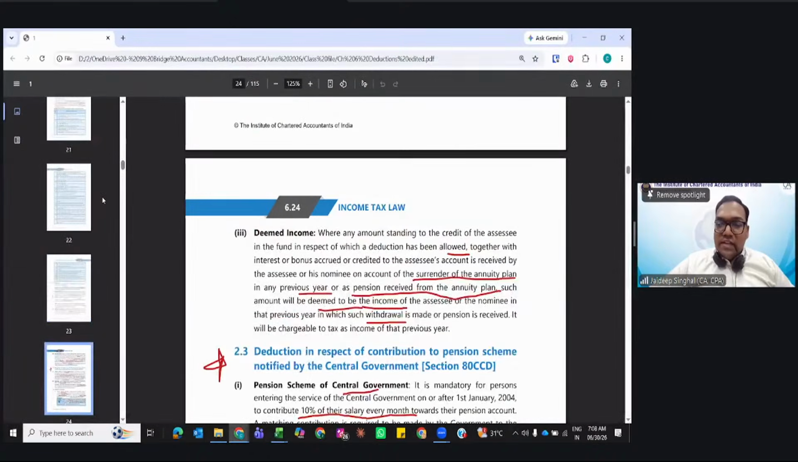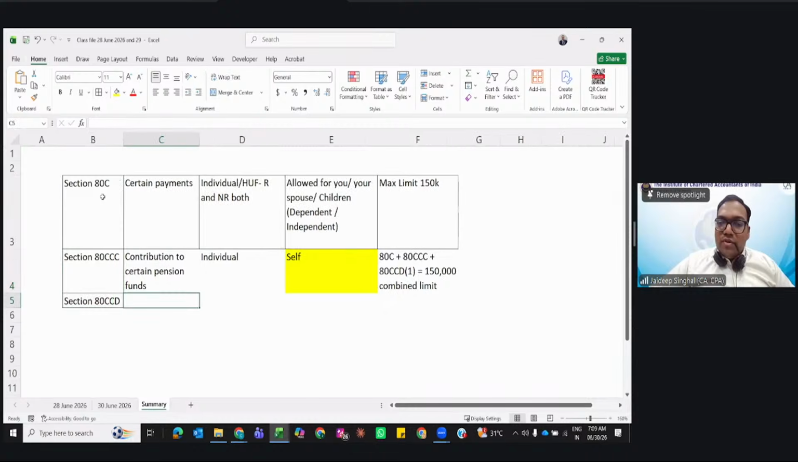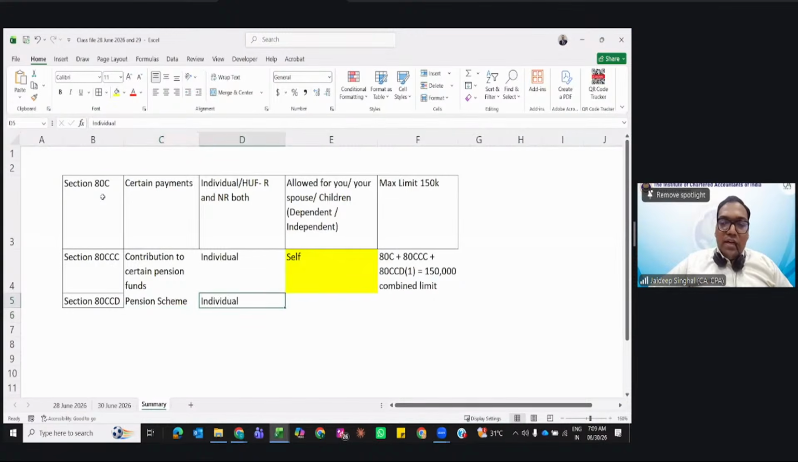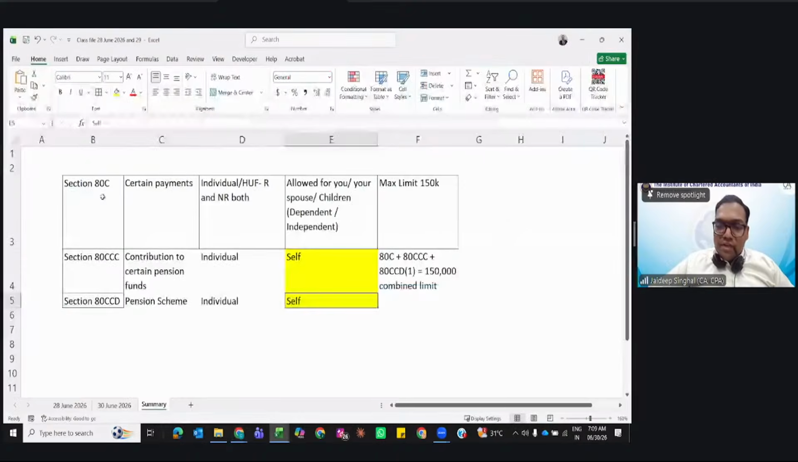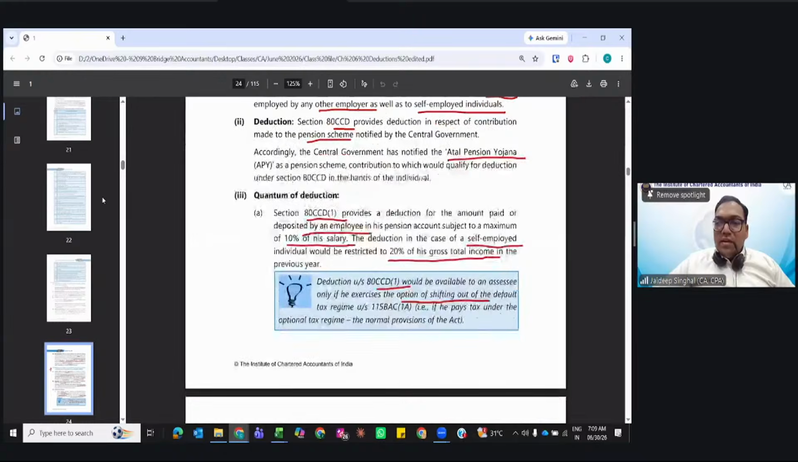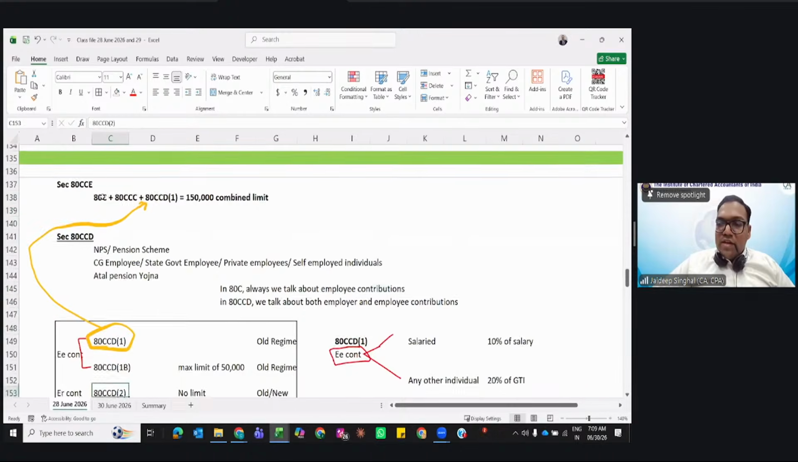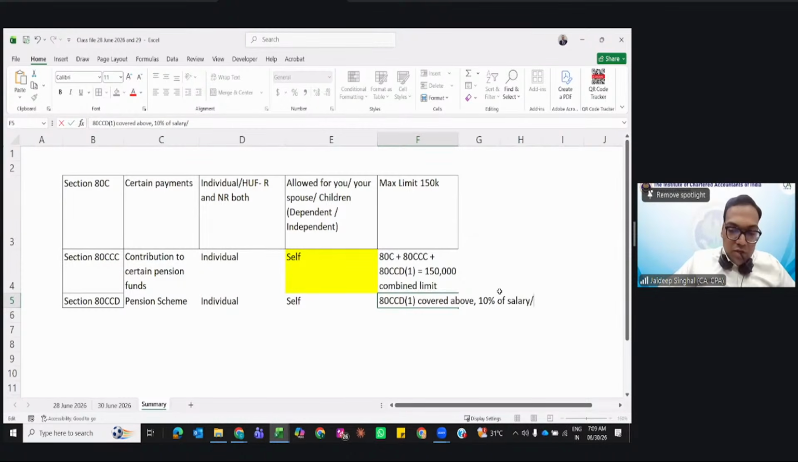Right? It was 80CCC. Then we discussed 80CCD. This section is about the pension scheme. It is available to individuals, right? And they make the contribution for themselves, for self, right? Then the limit: 80CCD1 is covered above. Plus there was a limit on 80CCD1: 10% of salary or 20% of GTI, that is, 10% of salary or 20% of GTI.